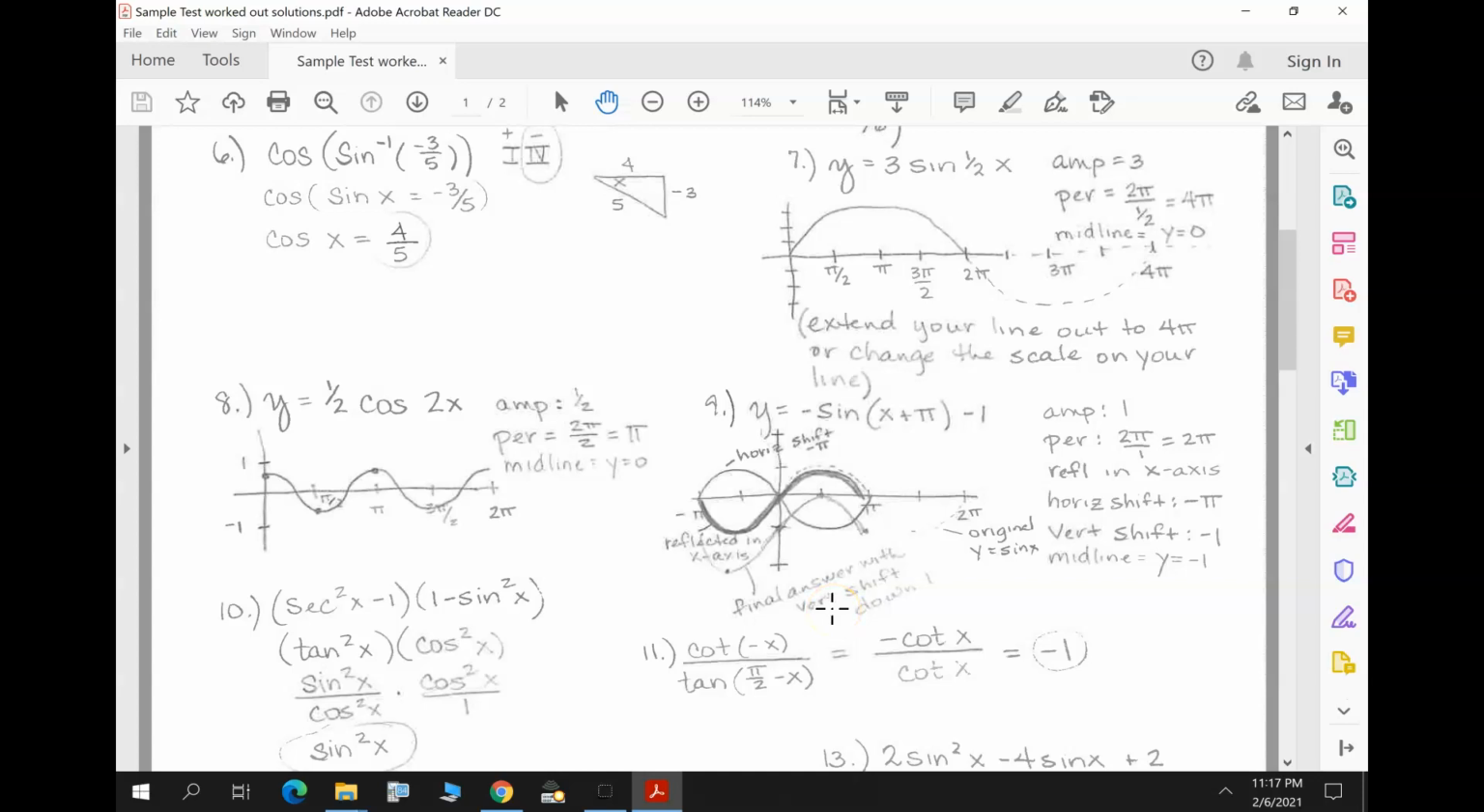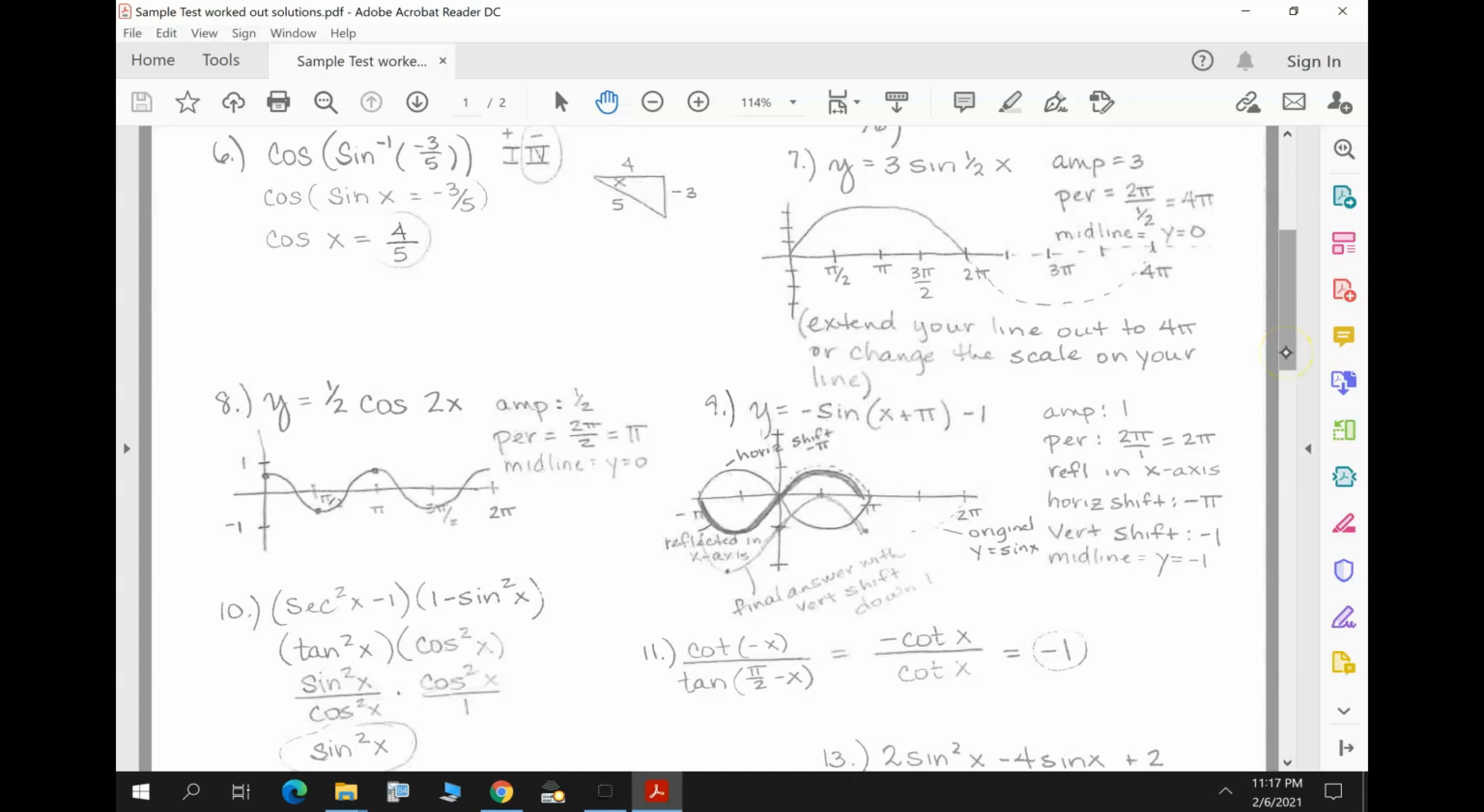Now we've talked about amplitude and period on 7, 8, and 9, but we've not talked about midline. Your midline is going to be the same as your vertical shift. So if you'll notice on this one, because we had a vertical shift of -1, our midline was y equals -1. But on these other two, there was no vertical shift, and so you'll notice both on 7 and on 8 that our midline was just y equals 0.